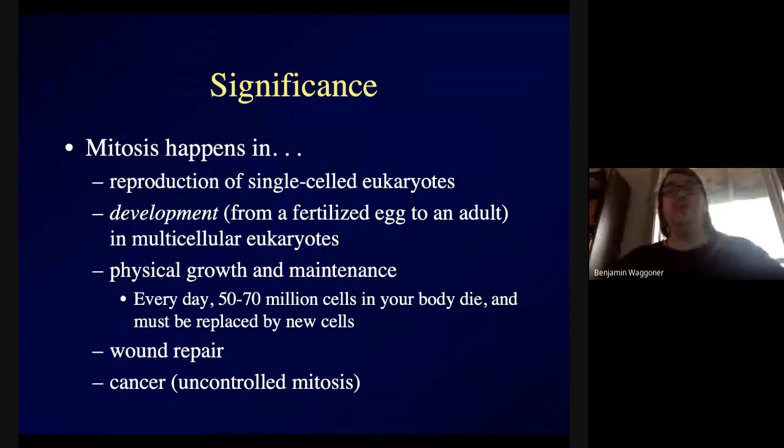Mitosis is also responsible for physical growth and maintenance. You lose 50 to 70 million cells in your body every day. The cells that make up the cornea of your eye, the part that you would stick a contact lens on if you had one, you lose those. The typical lifespan of a mature corneal cell is roughly 1 hour. They're constantly dying and breaking off and getting washed away in your tears.